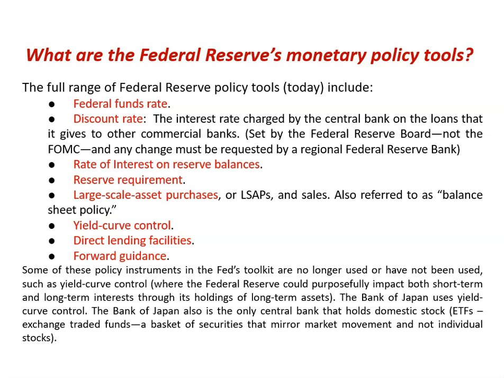Some of these policy instruments in the Fed's toolkit are no longer used or have not been used, such as yield curve control, where the Federal Reserve could purposefully impact both short-term and long-term interest through its holdings of long-term assets. The Bank of Japan uses yield curve control. The Bank of Japan also is the only central bank that holds domestic stock as ETFs, exchange-traded funds, a basket of securities that mirror market movement and not individual stocks.